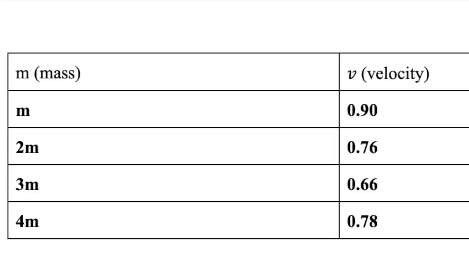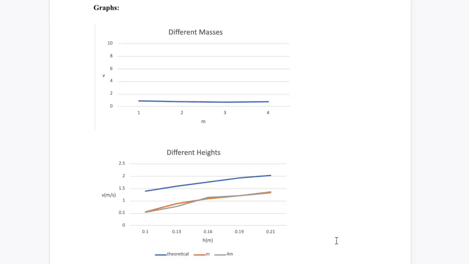I dropped 4 different masses from the same height, which is the second lowest height, and recorded their velocity values into a table. As you can see, the values are pretty close to each other because the mass of the object does not affect the final velocity of the object. I turned these values into 2 graphs, one for the first part of the experiment and the other one for the second part of the experiment.